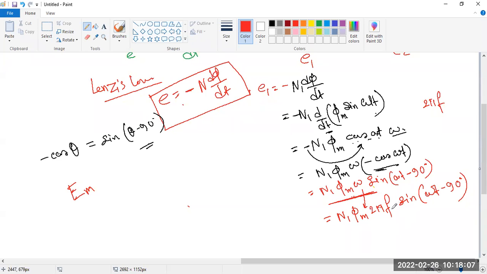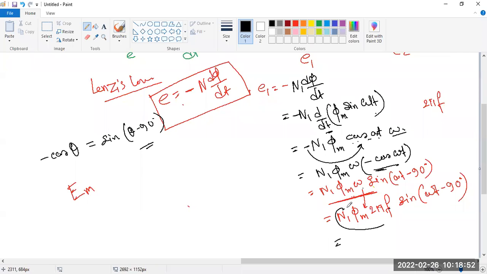Yes sir, this omega is just written like this. Sir, is omega the angular velocity? Yes, angular velocity is omega, and it is given by 2 pi f. This is the 50 hertz frequency. Is that clear? Yes sir. I just write this omega equal to 2 pi f.